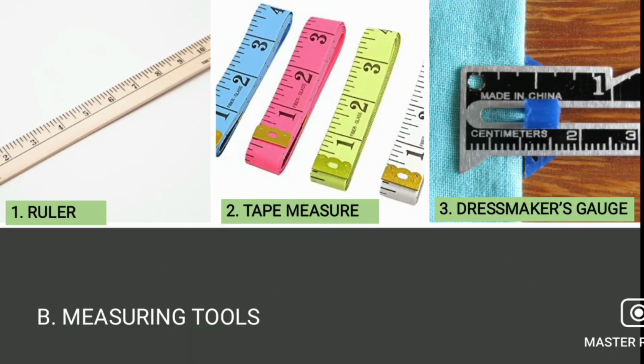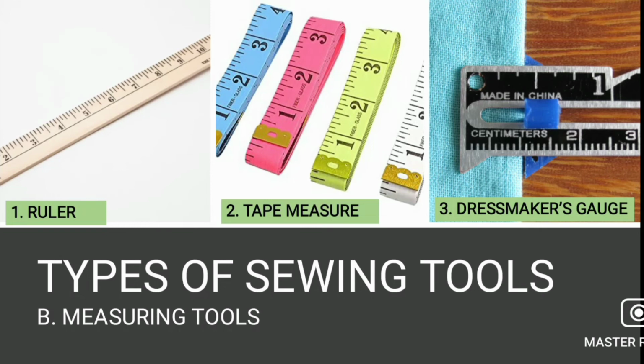Next type of sewing tools are the measuring tools. We have the first one, a ruler. This is used to mark lines or patterns on a fabric. Second, tape measure. This is used to take body measurements. 3, dressmaker's gauge. This is used to take detailed measurements such as the distance between buttons, buttonholes, pleats, and hems.